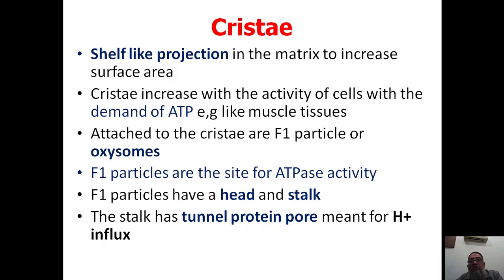Attached to the cristae are the F1 particles, or oxysomes. So oxysomes are another name for the F1 particle. These are the site for ATP production. ATP synthase is the enzyme which converts ADP to ATP. The F1 particle is the site for ATPase activity. F1 particles have a head and a stalk. You all know that: head and stalk. The stalk has a tunnel protein meant for H+ influx.